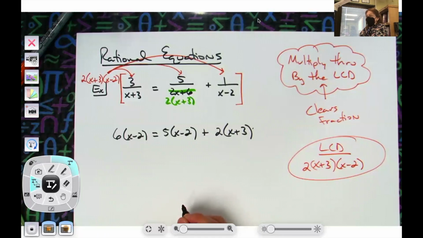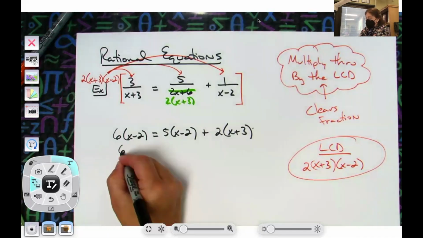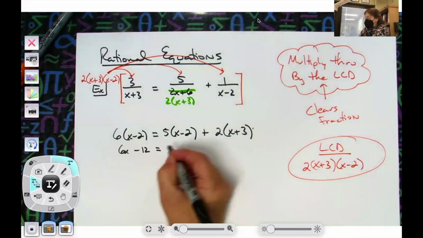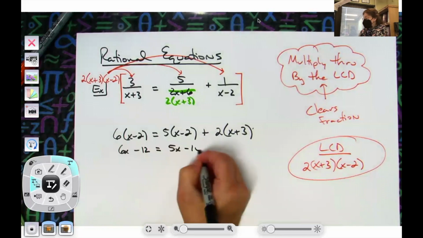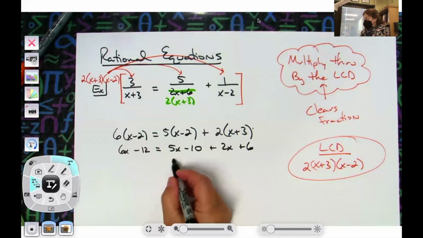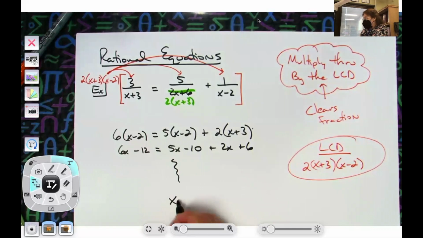Anybody get an answer that wants to share? Lydia, what did you get? -8. We all get -8? All right. 6x here, a 12 here, a 5x, a minus 10, a 2x, a plus 6, and then x equals -8. All right.